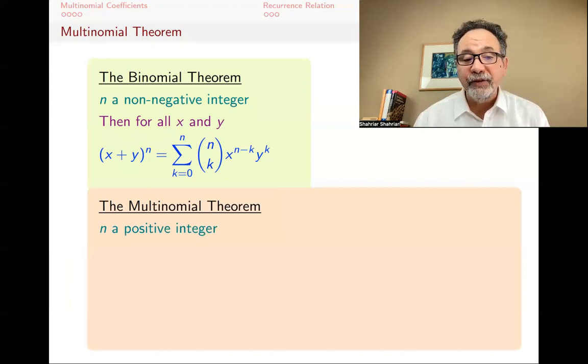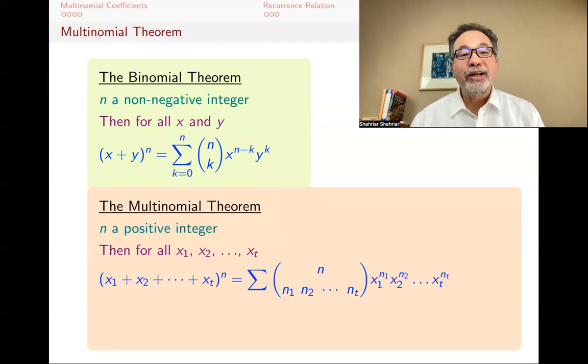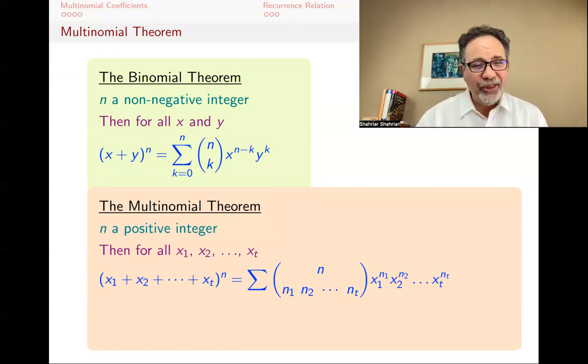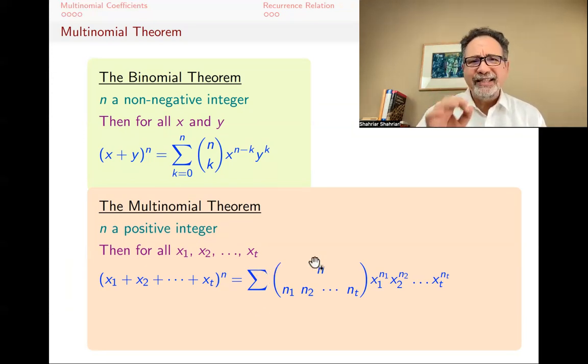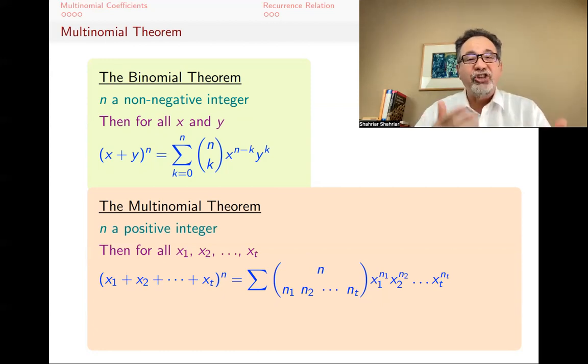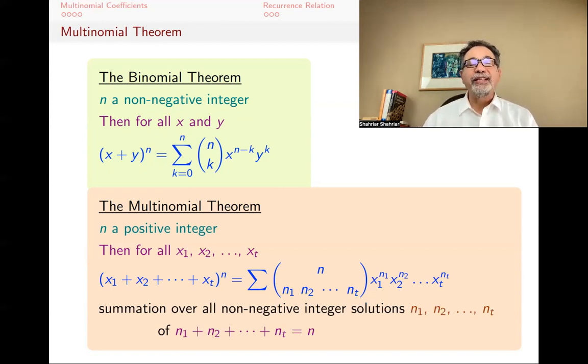It says that if n is a positive integer and you have (x1 plus x2 plus ... plus xt) raised to the power n, you also get a sum. The typical term is x1 to the n1, x2 to the n2, through xt to the nt, but the coefficient of that is n choose n1, n2, through nt, a multinomial coefficient. Now, note that I didn't say where the summation starts and where it ends, because I have a lot of terms in this sum. In fact, I have a term for any solution to n1 plus n2 plus ... plus nt equals n.